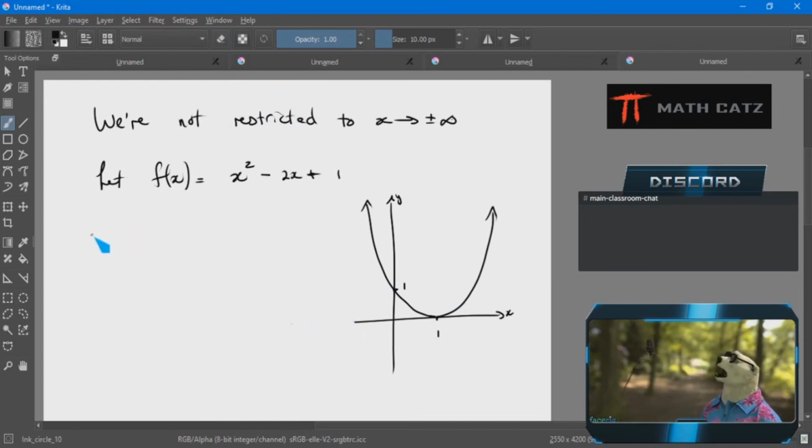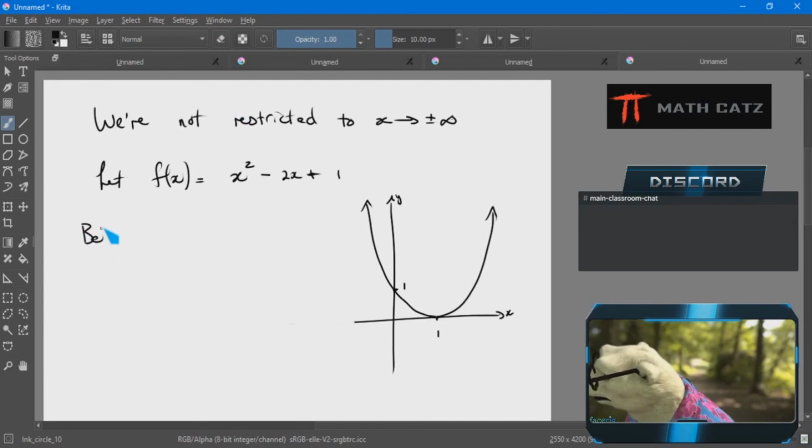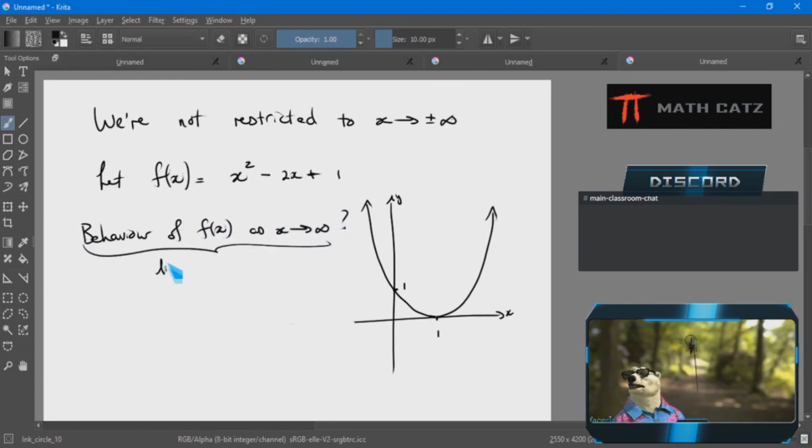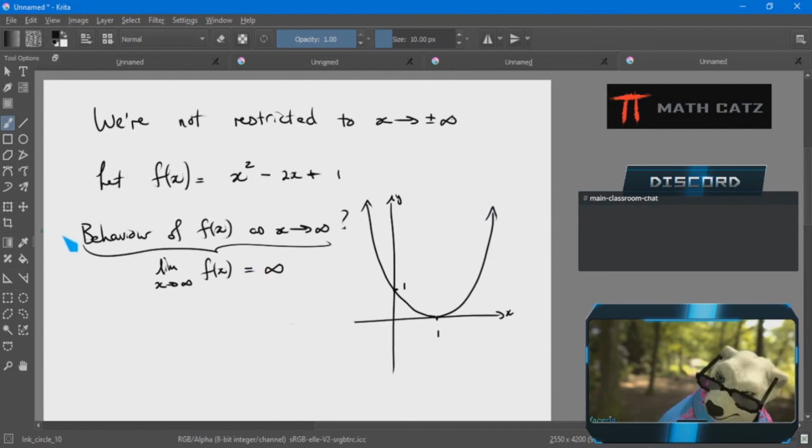I might want to ask, so I could ask the behavior of the function as x gets really big. Then this translates to the limit as x approaches infinity of f of x, my function. I can just look it up really on the graph. It's infinity. So I'm indicating behavior. Okay, it's not a number because it doesn't stabilize to a horizontal asymptote, right? So not a big deal. That's one question though. But we could ask other questions.